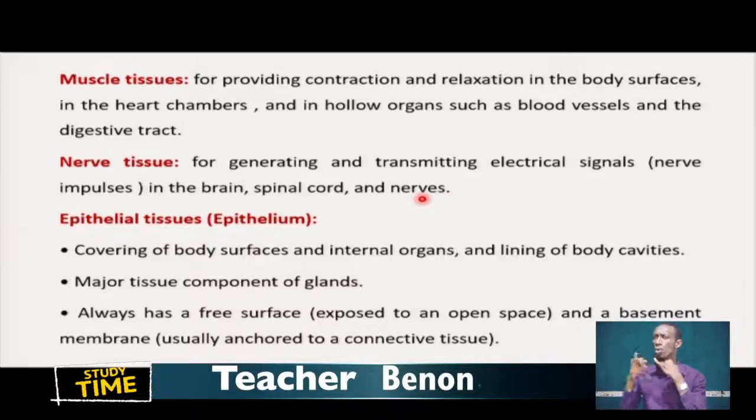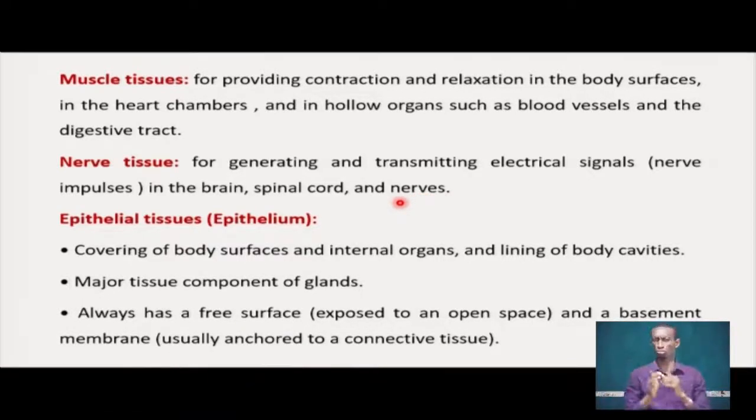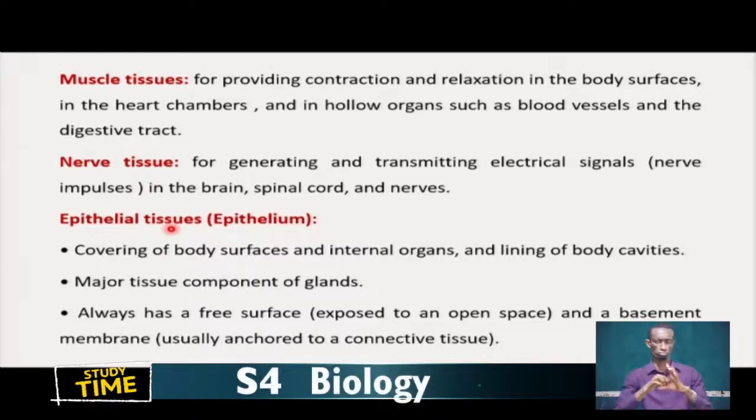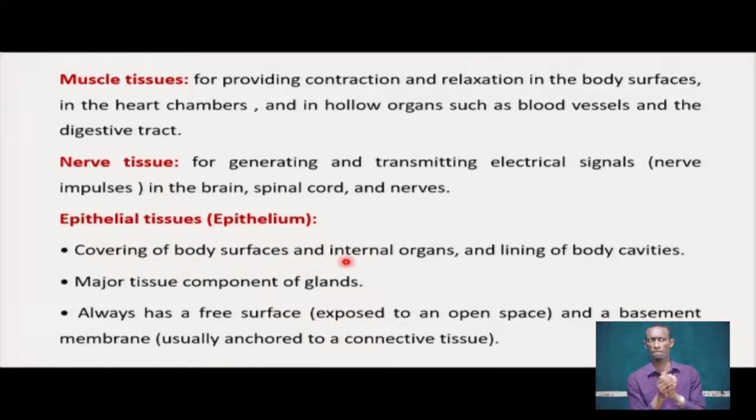So, which means in our body, we have 4 different types of tissues. We have said epithelial tissues, connective tissues, muscle tissues, and nerve tissues. Our concern today is about epithelial tissues, or epithelium when it is one. These, we find them covering the body surfaces and internal organs and lining body cavities.